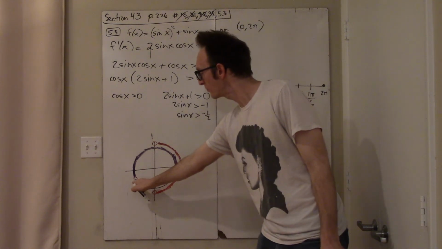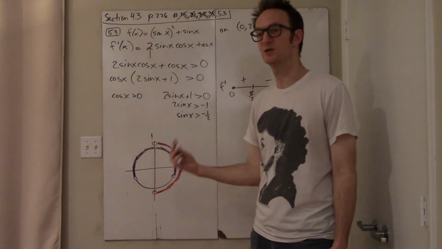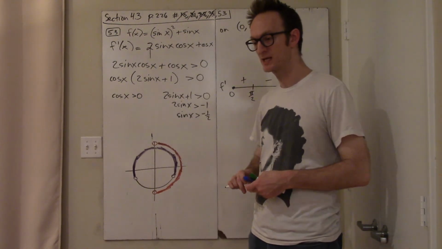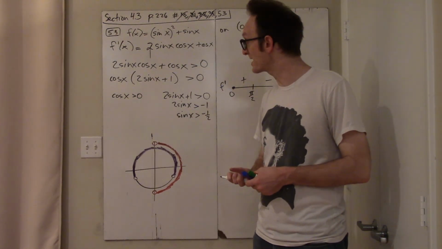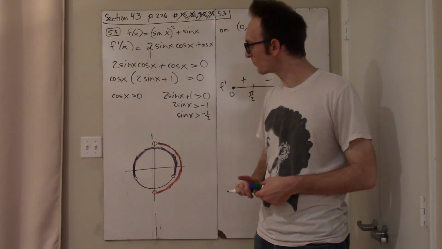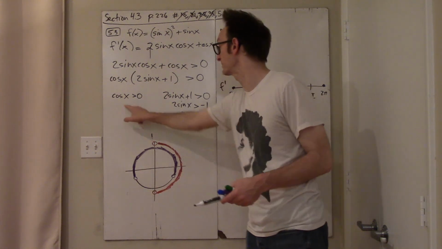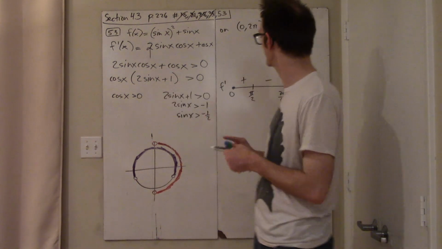From 7 pi over 6 to 3 pi over 2, neither are shaded. And since I shade when it's positive, if neither is shaded here, it means they're both negative. And if they're both negative, their product is positive.